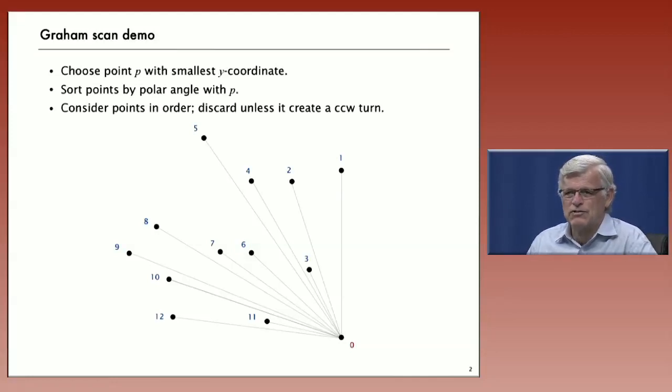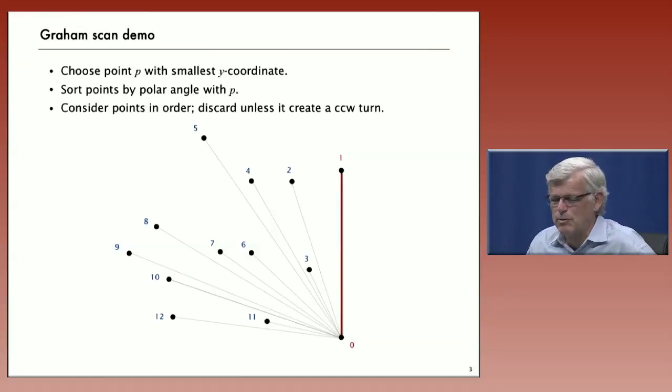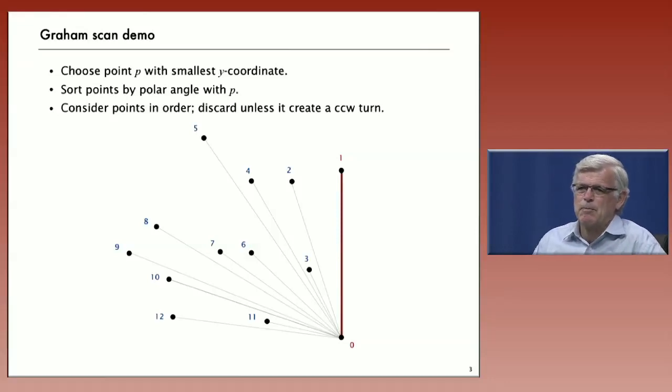And so now we'll just consider those points in order and then take them for the convex hull. At the beginning, 0, 1 is a line that's on the convex hull. So the point with the lowest y-coordinate is on the convex hull, and so is the one that has the smallest polar angle it creates with the x-axis. So now what about this one, 2? Is that on the convex hull?